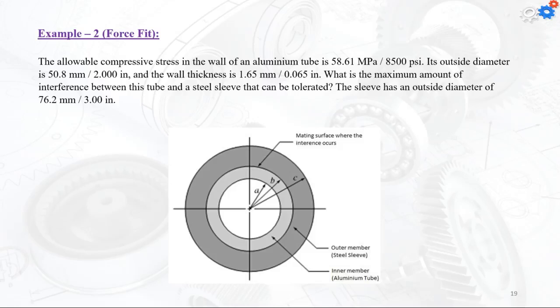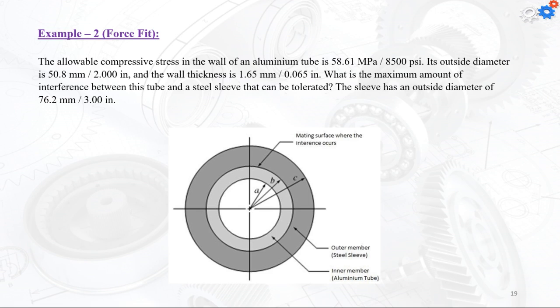Now, another example for the force fit. It's a little bit different from the one we got earlier. Now we have the allowable compressive stress in the wall of the aluminum tube, given as 58.61 megapascal or 8,500 psi. So now we have been given the compressive stress.